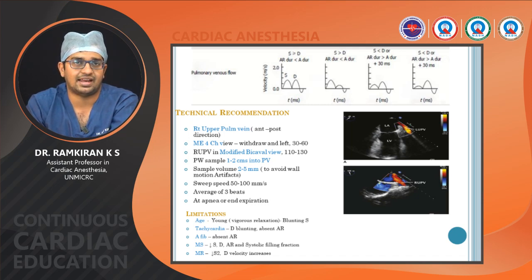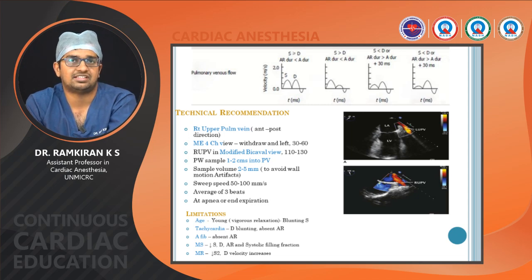In young patients there is blunting of S. In tachycardia there is blunting of D. In atrial fibrillation there is absence of AR. In mitral stenosis there is a decrease in S, D and AR. Whereas in mitral regurgitation there is a decrease in S and D velocity, whereas AR velocity increases.